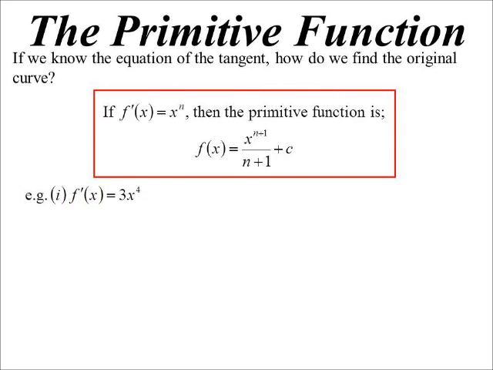So if my derivative is 3x to the power of 4, then it must have come from 3x to the power of 5 over 5. Add 1 to the power, 5, over that power. If you're ever unsure, all you've got to do is differentiate your answer and you should get back to where you started from. But notice the plus a constant, because there's the different bit.